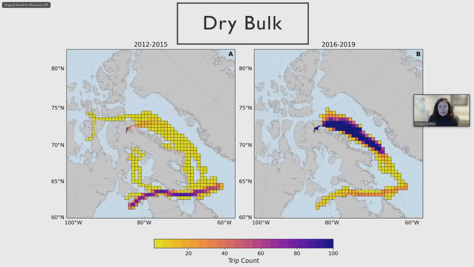So looking specifically at different types of vessels, for dry bulk ships, here is the spatial distribution over the 2 time periods. This shift in the number of trips being taken coincides with the opening of the Mary River mine on Baffin Island, which is located here at this red triangle. This mine opened in 2015 and reached full operation in 2018. And because the mine operates year-round, but shipping traffic is limited to late summer, there's a large amount of traffic in this area during the shipping season.